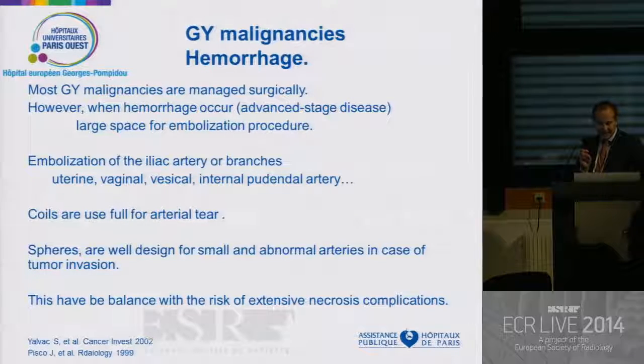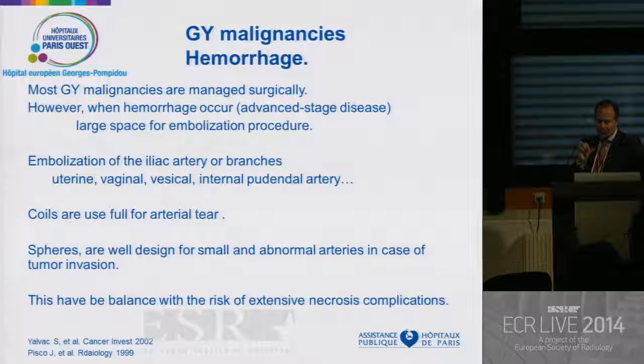Regarding malignancy, most gynaecological malignancies are managed surgically. So patients are referred to us when hemorrhage occurs in very advanced stages. Usually embolization of the iliac artery branches, uterine, vaginal, vesical, or internal pudendal, is efficient.